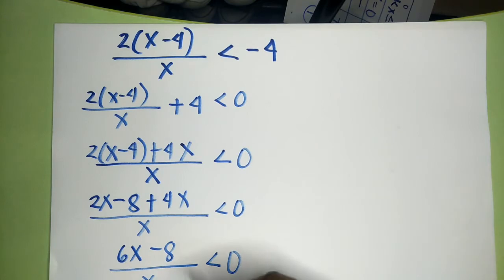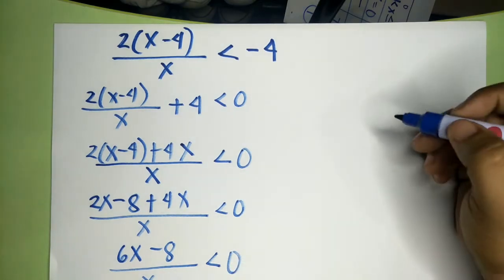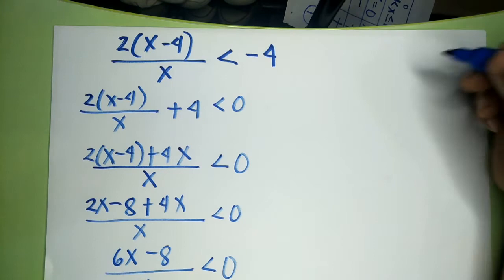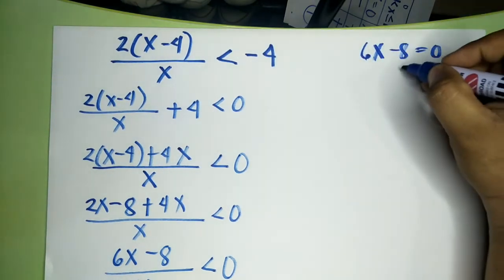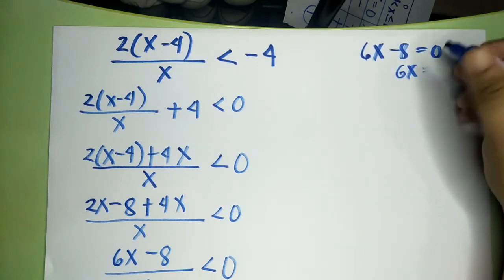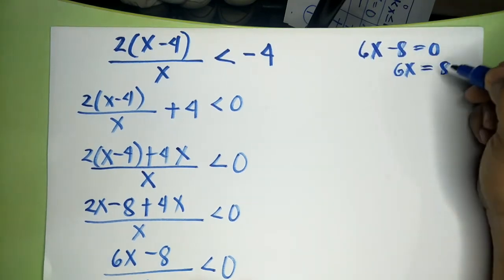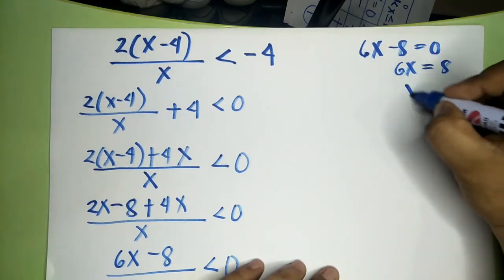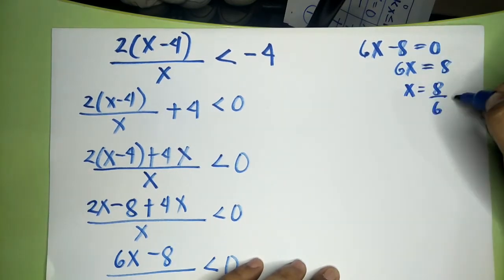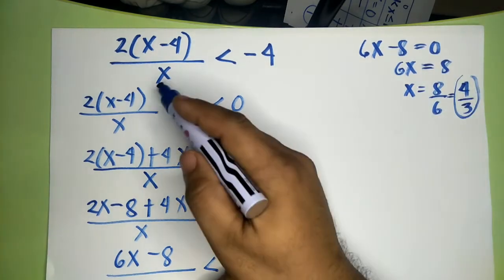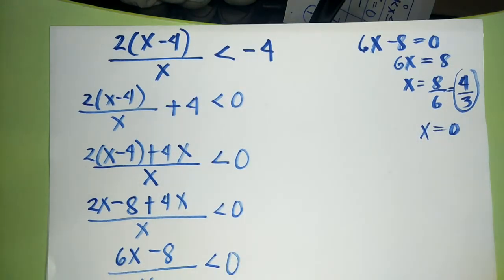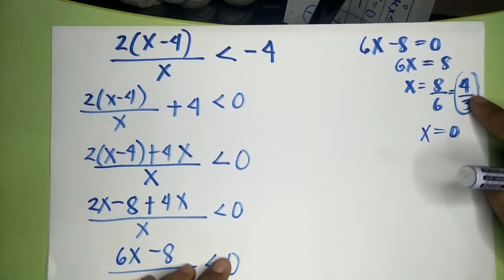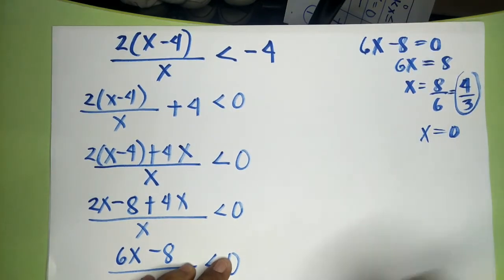Ngayon, i-set na natin yung ating numerator and denominator into 0. So, 6x minus 8 is equal to 0. Then, 6x is equal to 8. Then, divide both sides by 6. So, x is equal to 8 over 6, or that's equal to 4/3. Then, yung isa naman, dahil x is equal to 0, so that is x is equal to 0. So, ang ating critical values ay 4/3 and 0.